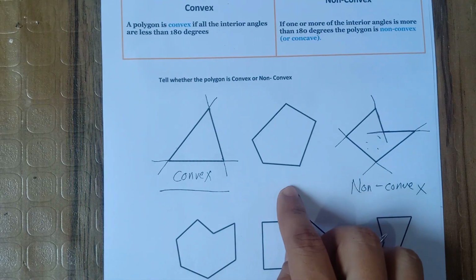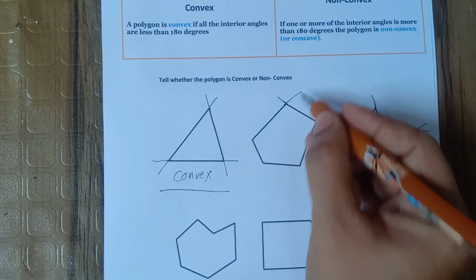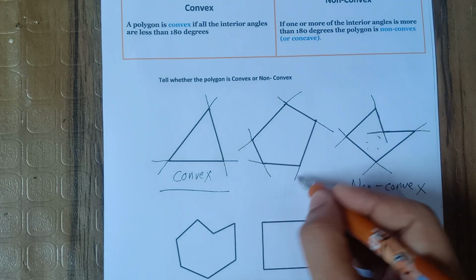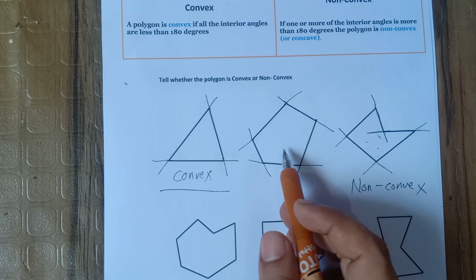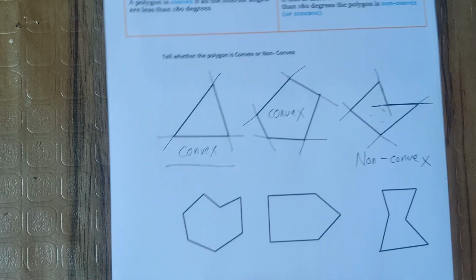Same with this one. Let's try to check. Extending the line segments. As you can see, you will not intersect inside the polygon. Therefore, this is convex. Simple as that, class.